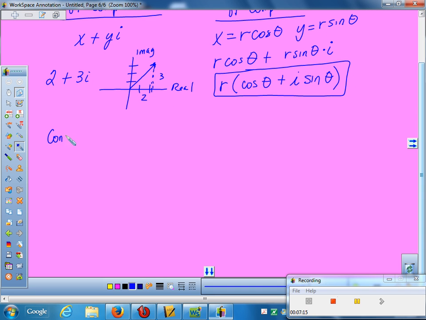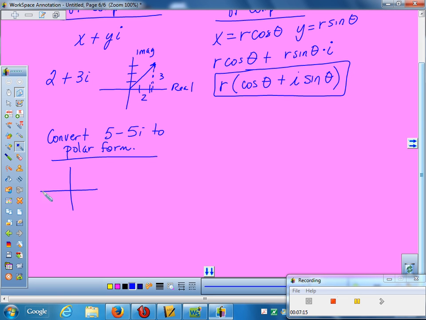So if I said to you, convert 5 minus 5i to polar form, what would you do? We have to find r and theta. How do I do that? Draw a picture. That would be a good start. Where would I draw the picture? Where do I know this thing?